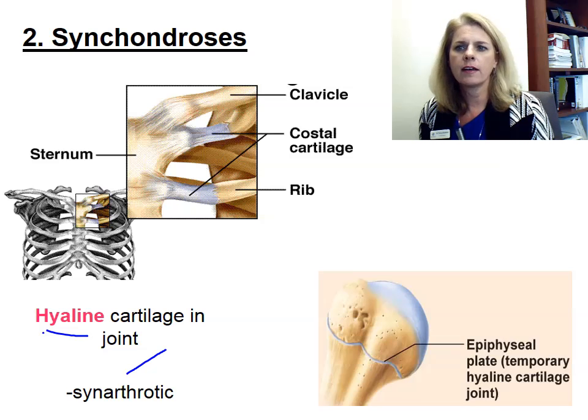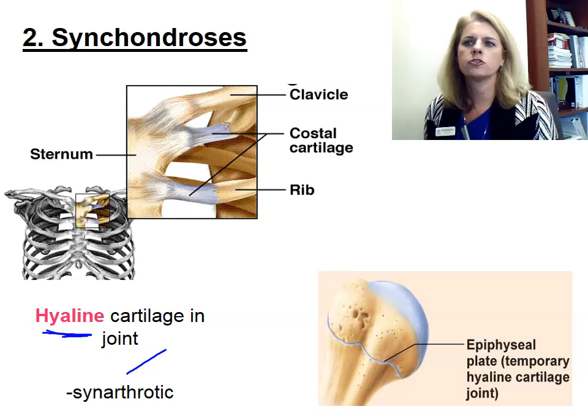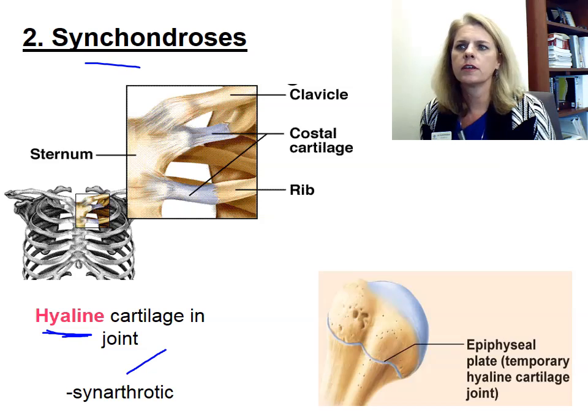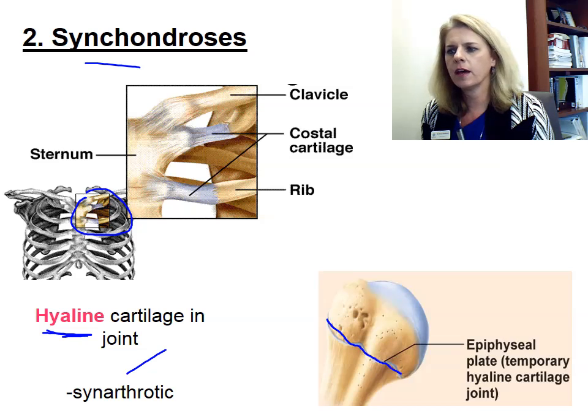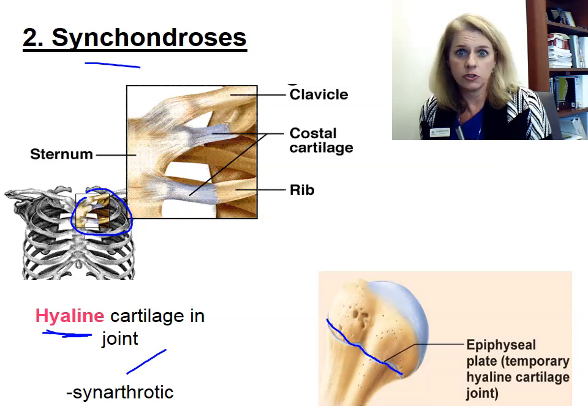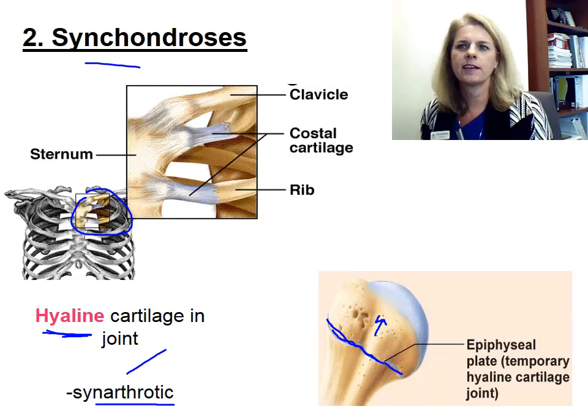So wherever you have this hyaline cartilage making a joint, we call that a synchondrosis. We have some examples where your ribs and clavicle connect to your sternum. And also the epiphyseal plate, which is a joint as these bones are growing. So in childhood and adolescence, as the bone is getting longer along the epiphyseal plate, that's a joint. It shouldn't move unless it's broken. So synarthrotic synchondrosis.